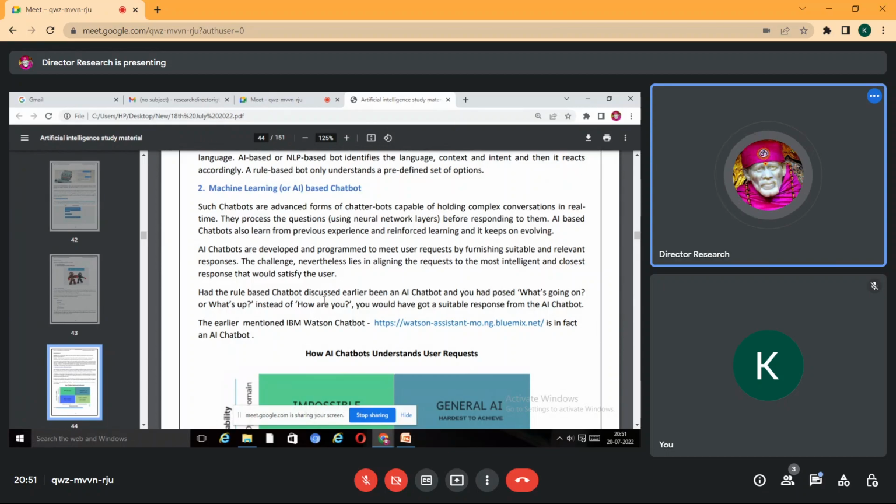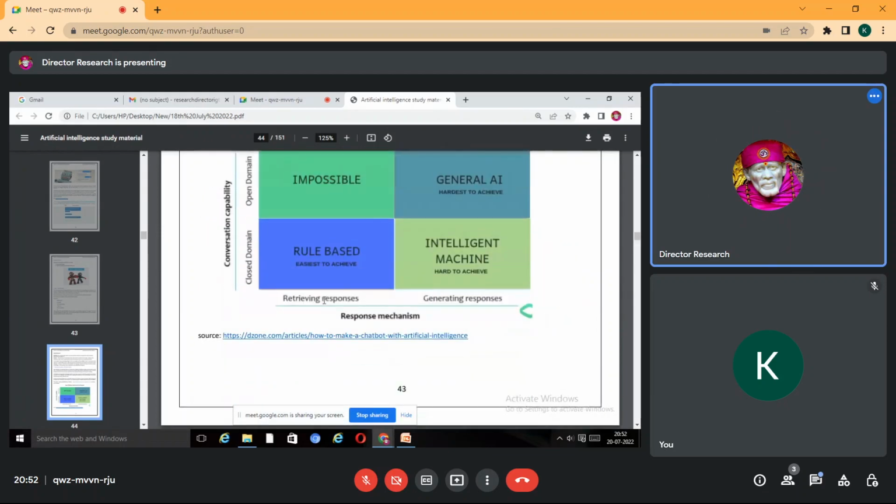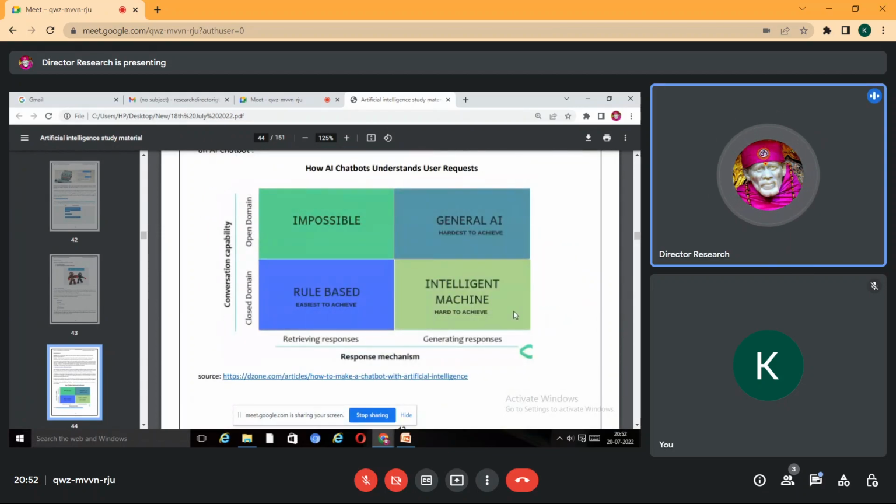A rule-based chatbot, discussed earlier, differs from an AI chatbot when you ask what's going on or what's up, or how are you. How do AI chatbots understand user requests? Conversation capability, response mechanism.